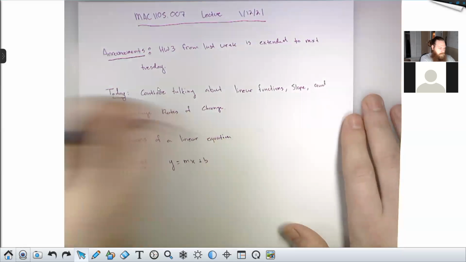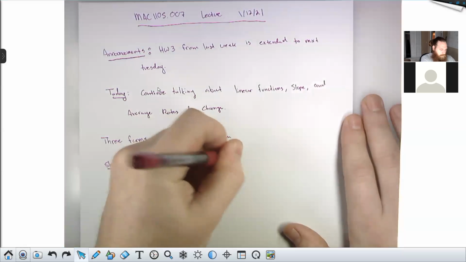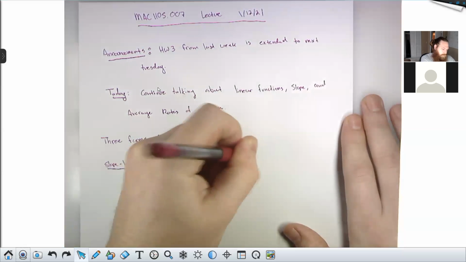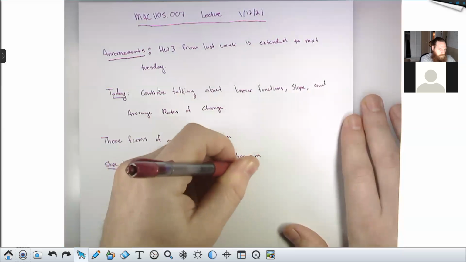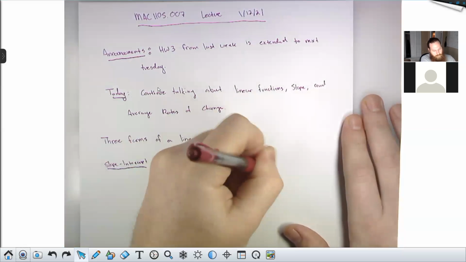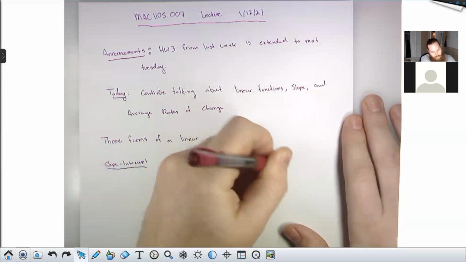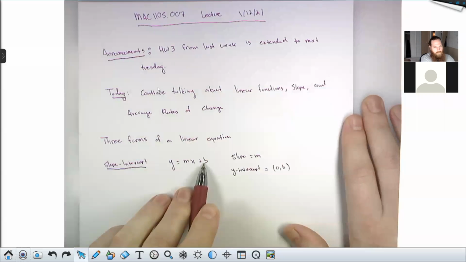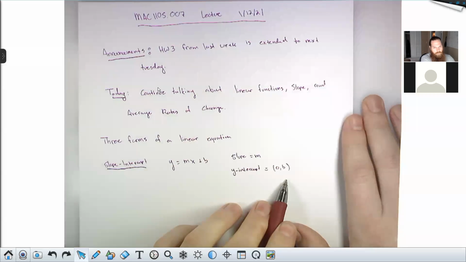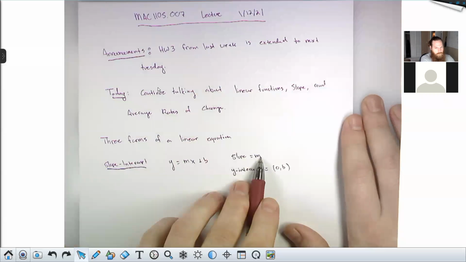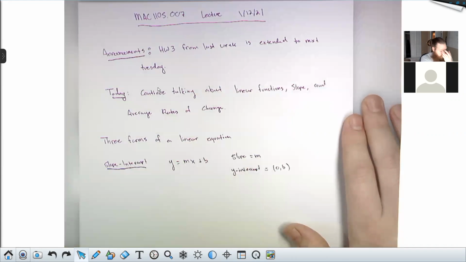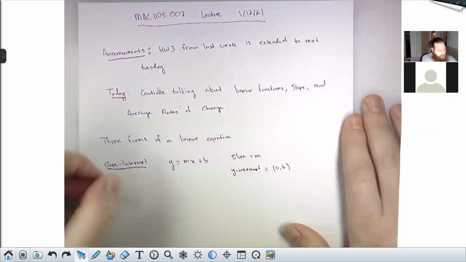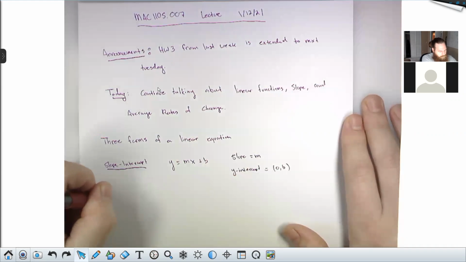This is a line with slope m and y-intercept being the point here, (0, b). So the number b tells you the y-coordinate of the y-intercept, the number m tells you the slope, and this formula tells you how to get out a given y value associated with any particular x value. We also have the standard form and the point slope form.